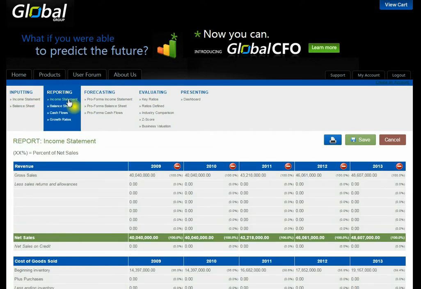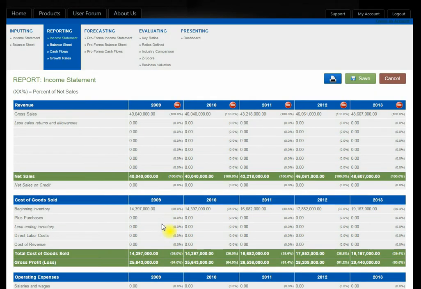In the reporting section, we start out with income statements, and this is the same information that you entered, but it's broken down also in percentages. So this can be a very helpful feature. As we look, for example, at beginning inventory here in 2009, you'll notice that over $14 million in inventory compared to $40 million in gross revenue. It's expressed as a percentage, so this inventory is 36% of gross revenue. And all of the line items all the way down through the report are expressed in that way.